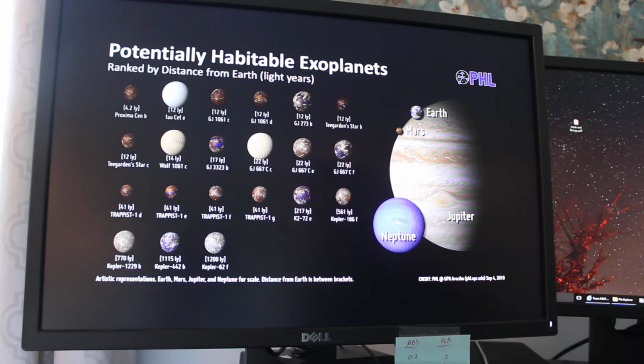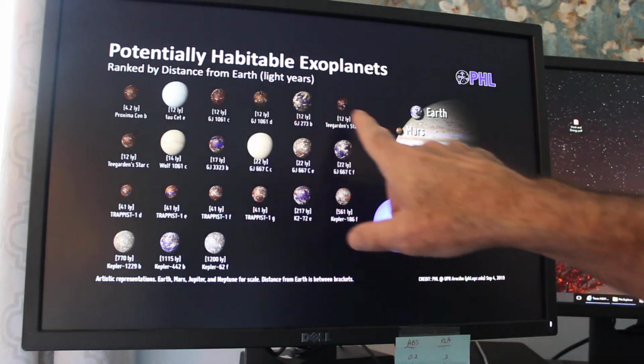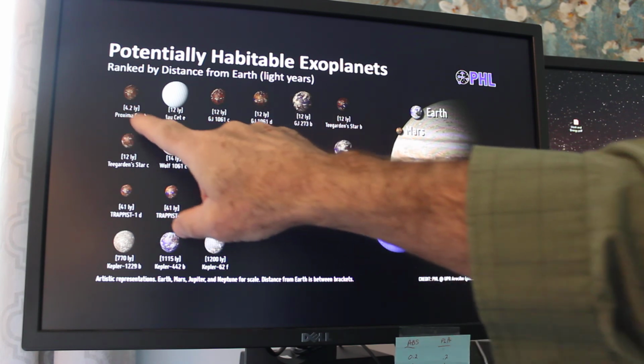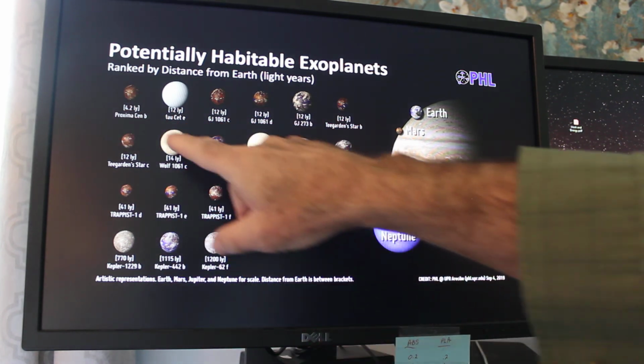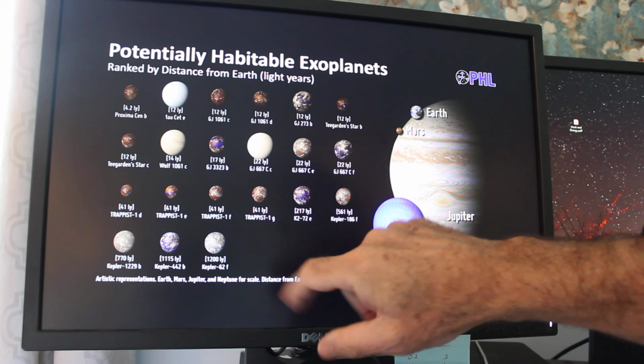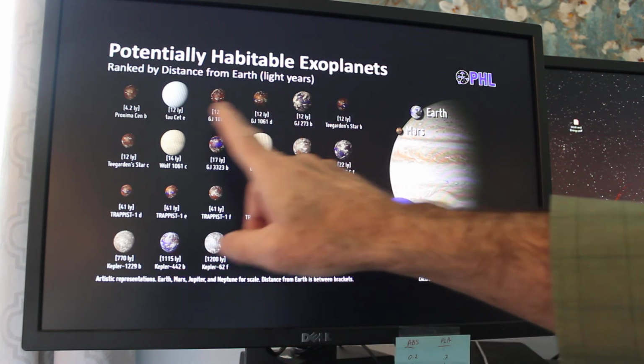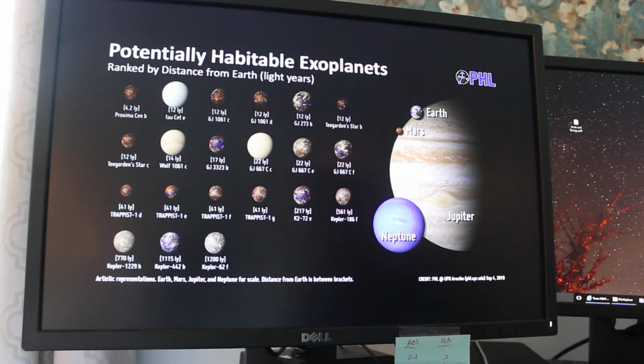All right, and this is just an artist's rendition of probably the best ones, the best chances for being Earth-like and possibly having life, or potentially habitable exoplanets. And these are ranked by distance. So 4.2 light years, that's the closest star to us. That's part of the Alpha Centauri system, this Proxima Centauri, out to about 1,200 light years. So those are the ones that are the most interesting.